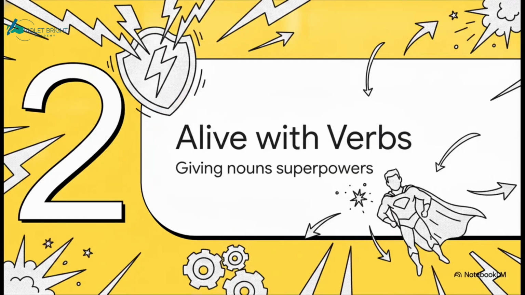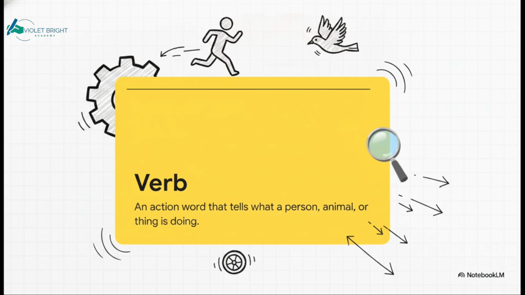Which brings us to section 2. Bringing sentences alive with verbs, or as I like to call it, giving our nouns superpowers. The crucial point here is that verbs act like the engine of your sentence. A verb is an action word. It tells what a person, animal, or thing is actually doing. Think of it this way. If nouns are the characters, verbs are the actions those characters take to drive the entire story forward.